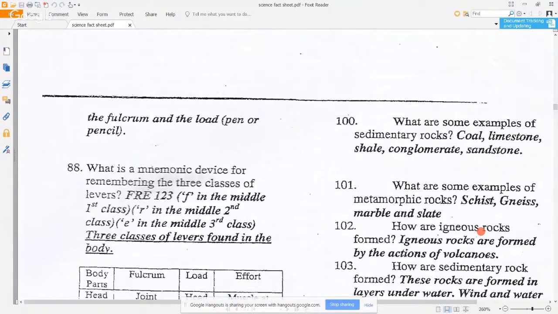So remember our little song, FLE 1, 2, 3. And here they have it now at 88. What is the mnemonic device for remembering the three classes of levers? They have FRE 1, 2, 3. I use FLE 1, 2, 3. Same thing. F, the fulcrum in the middle, first class lever. The load in the middle, second class lever. And the effort in the middle, third class lever.